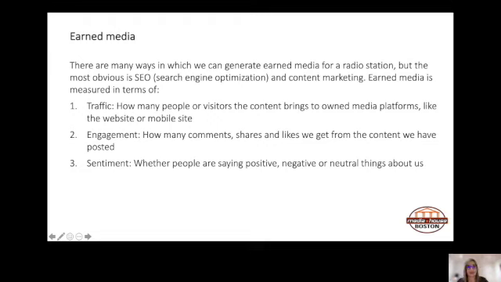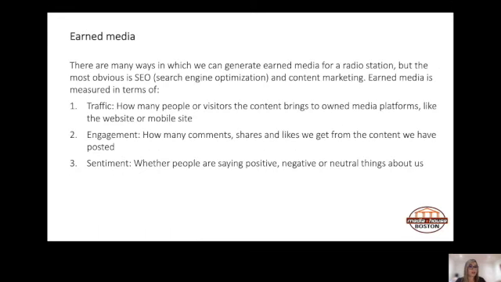Secondly, there then is engagement. So how many comments, shares, and likes did we get from our content that we posted? Especially Facebook, people love, especially Facebook here, okay? And then thirdly, sentiment. This refers to whether what people are saying is positive, negative, or neutral about the radio station, okay? So we look at what people are saying.